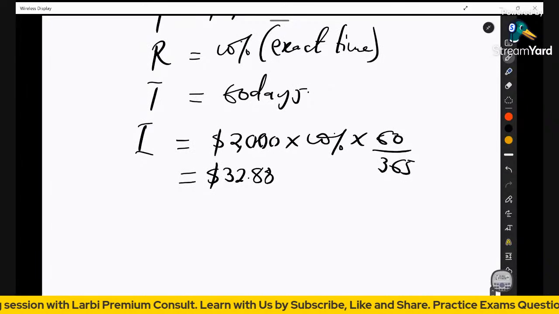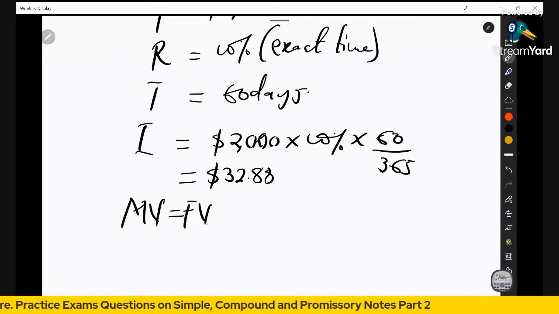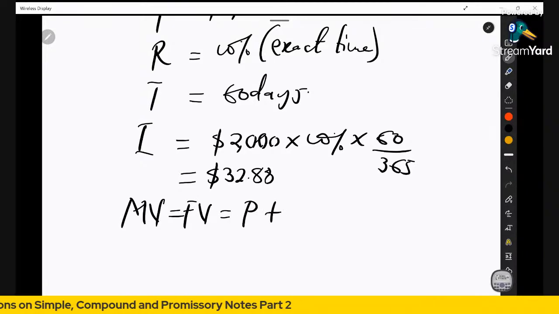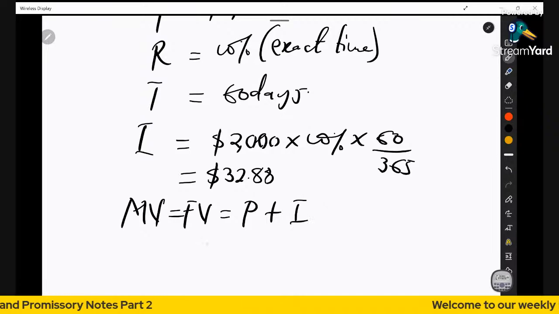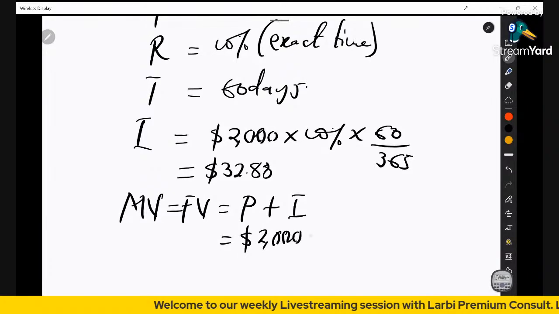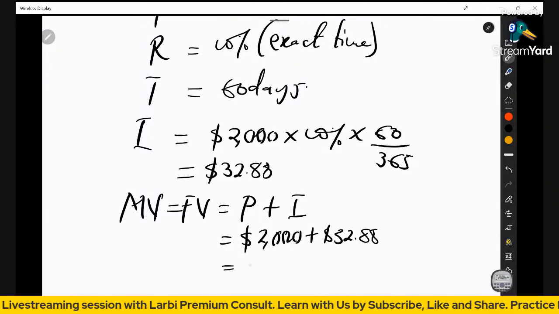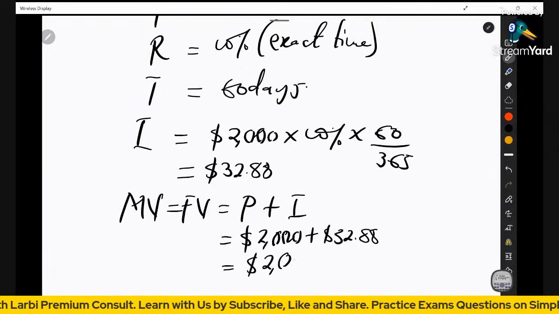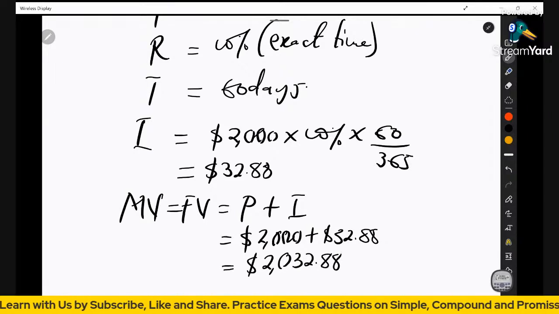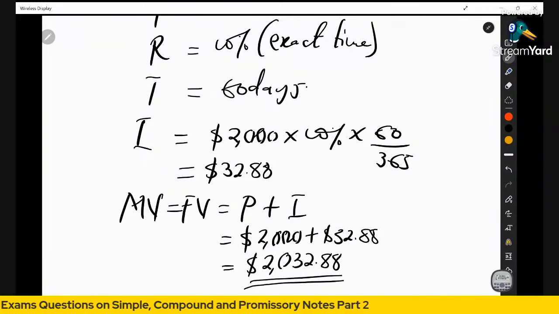So for us to determine the full amount that should be paid by the maker of the note, that should be the maturity value or the future value, which should be equal to the principal plus the interest, right? So what is the principal in this case? It was 2000. So we have 2000 plus the interest of 32.88. So what are we getting? We are getting 2032.88, and this is what you're going to see on the face of a promissory note when it's being written by the maker to the payee of the note.